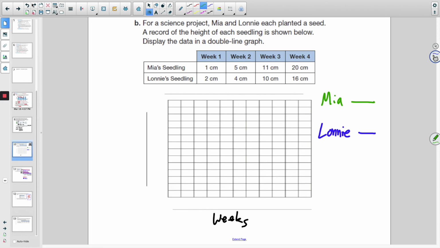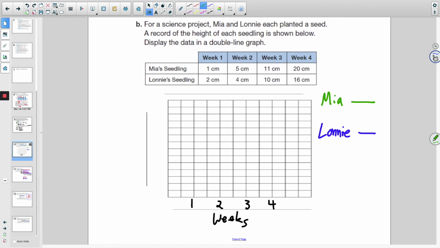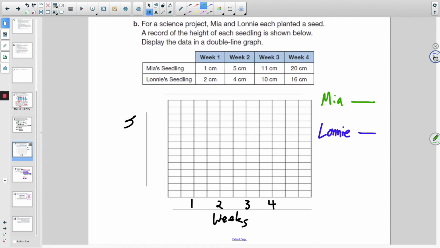On the bottom, I'm going to put weeks, and I'm going to have it every 2 lines, I'll put a week. So week 1, week 2, week 3, week 4. Right, and then vertically, I'll also label those as the height, right? Height in centimeters. So I'm going to do this scale on the left by 2s. So 2, 4, 6, 8, 10, 12, 14, 16, 18, 22, 24, 26, 28.